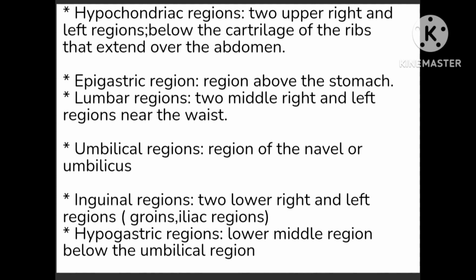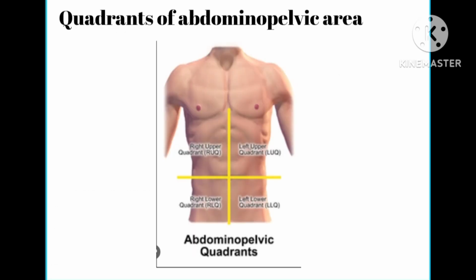Next one is inguinal regions, two lower right and left regions. It contains groins, iliac regions. And the last one is hypogastric regions, lower middle region below the umbilical region.